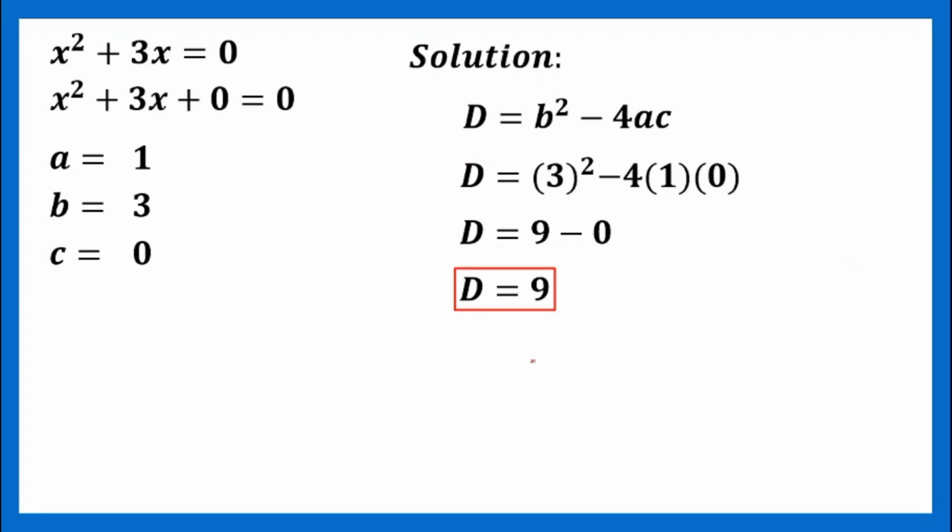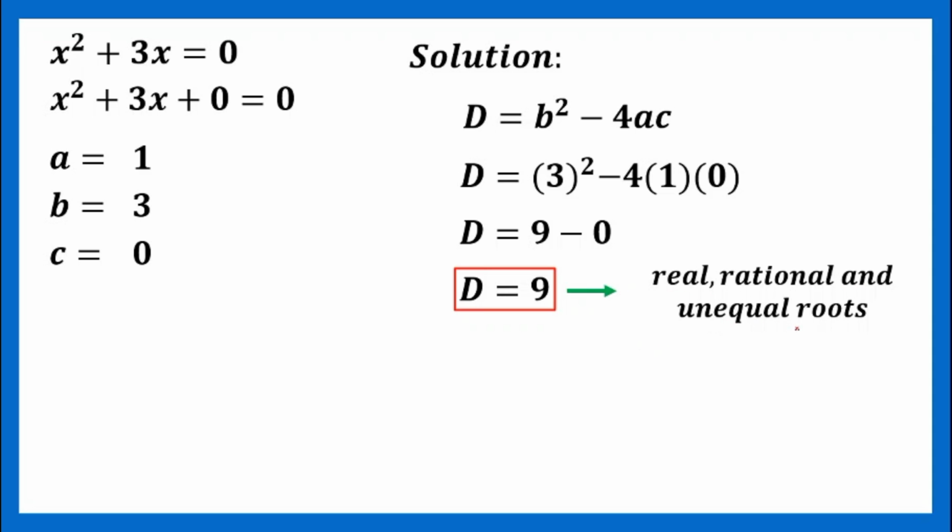Ayan. So, ito yung 9. So, since greater than 0 and perfect square yan, ilalagay natin dito yung nature of roots niya: real, rational, and unequal roots.